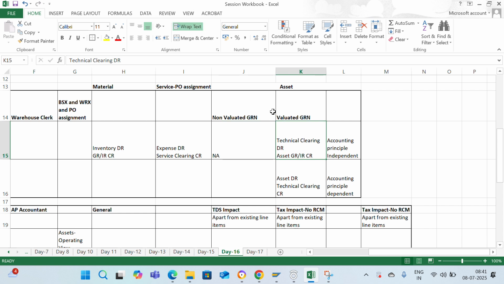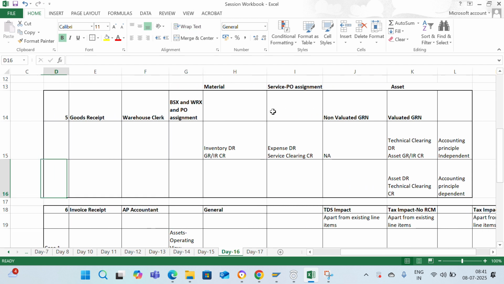And if it is non-valuated, no accounting entry. If it is valuated, then technical clearing account is debited and asset GRIR is credited for accounting principle independent entry. And for accounting principle dependent entry, asset is debited and technical clearing account is credited. So this is about the GRN entries.